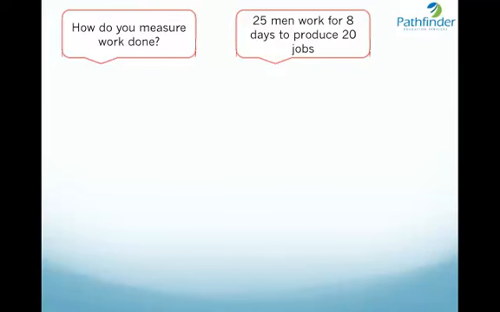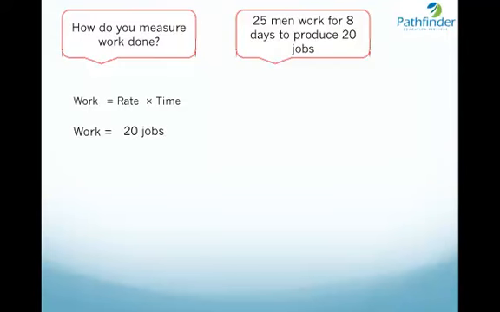Let us say 25 men work for 8 days to produce 20 jobs. So, how do you measure the work done in such a case? Obviously, there are two aspects of work done here. We can see that 25 men work for 8 days and they produce 20 jobs. So, one aspect of work done is the output, that is the 20 jobs done. And another aspect of the work done is the input, that is the time spent by these 25 men to complete these 20 jobs. So we also know that work is equal to rate into time.